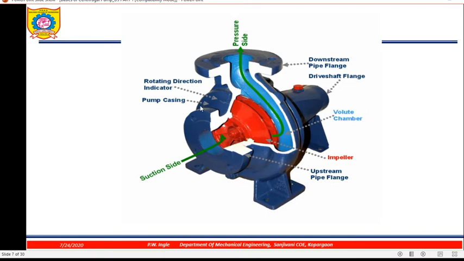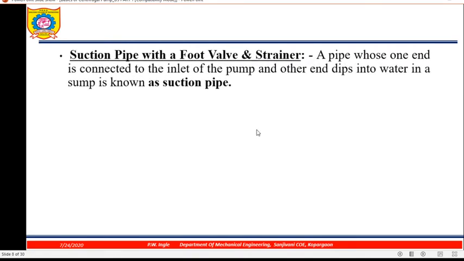Then pump casing is given. This is the pressure side. Okay, this is the delivery shaft flange. Three-dimensional view of centrifugal pump. Now next, suction pipe with a foot valve and strainer.